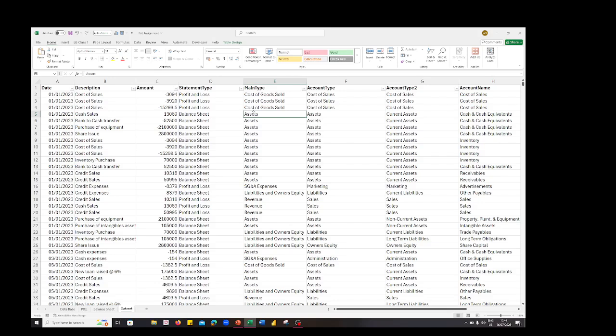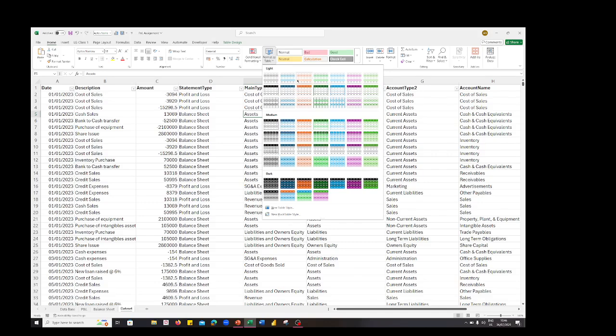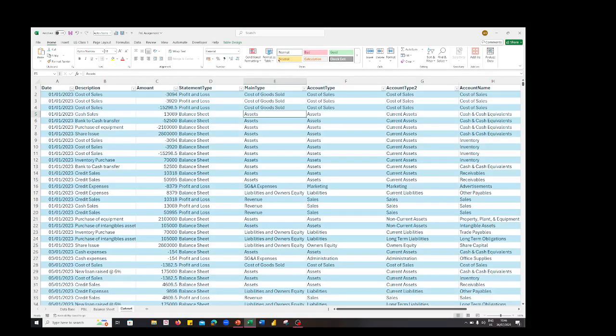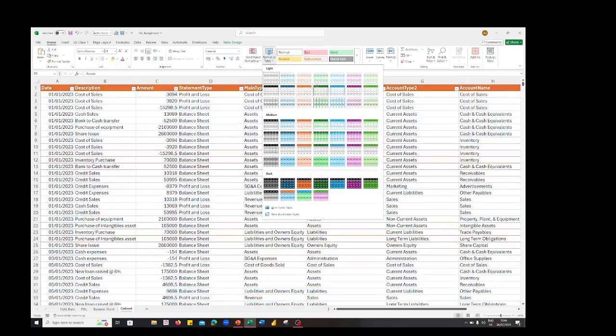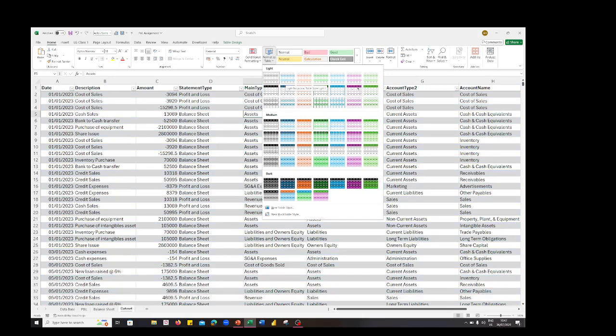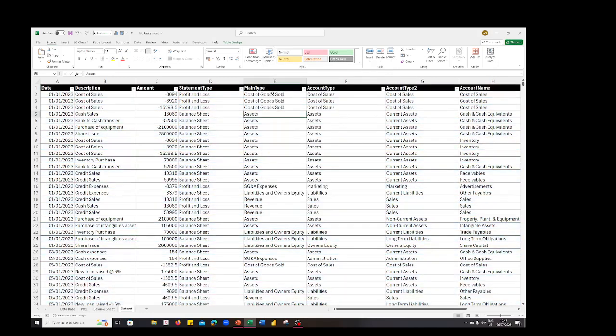Firstly, make sure you turn this table range into a data table, which we have done before. From Home, just go to Format as Table and pick any one of these. You can pick any one of these tables as your data table. So we've decided to pick this one now.